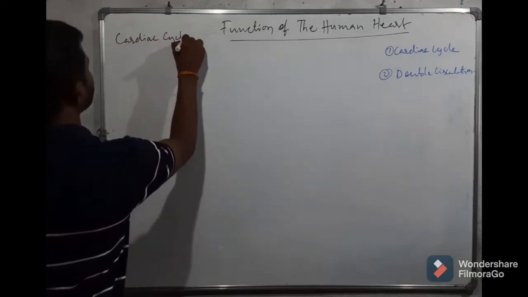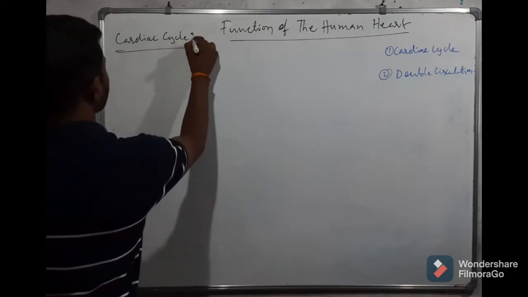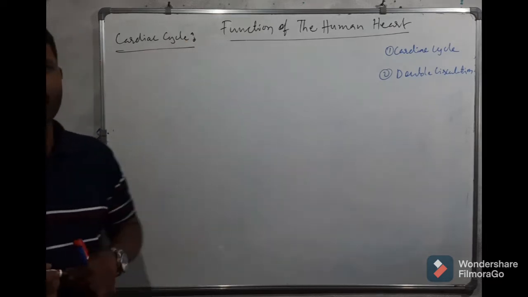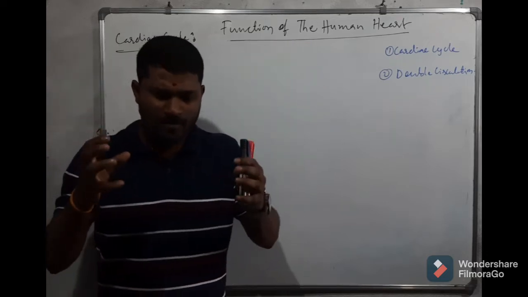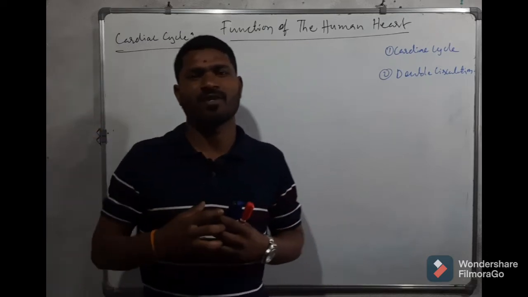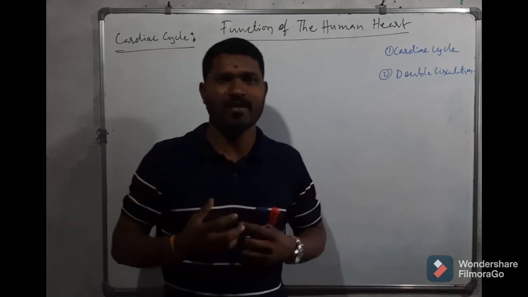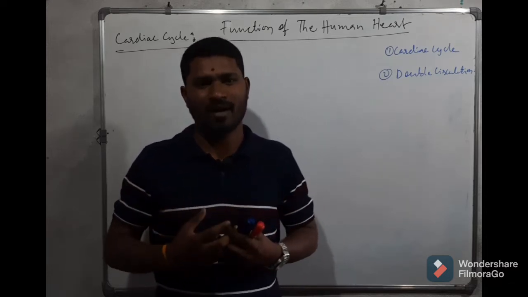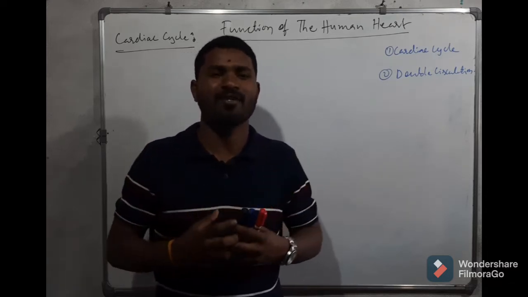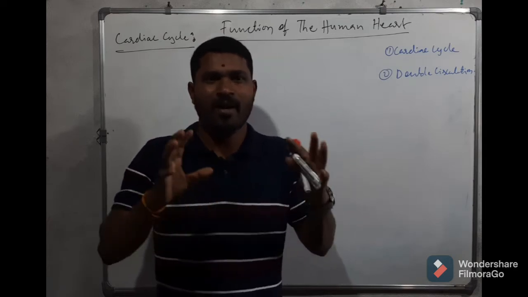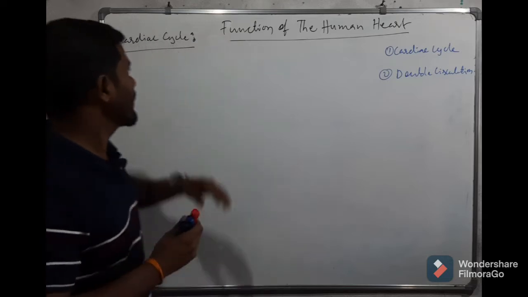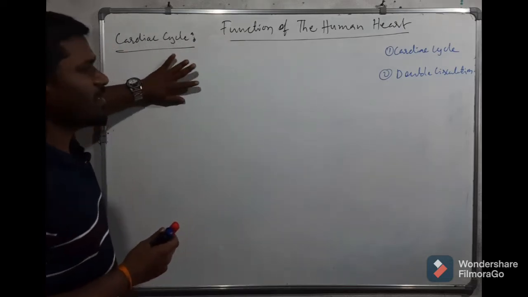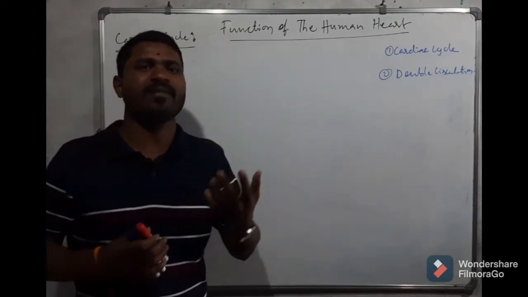The cardiac cycle means the function of the human heart, how the heart is functioning and working. The working of the heart, or the events occurring in the heartbeat, are called the functioning of the heart. The cardiac cycle is completed in 3 steps.